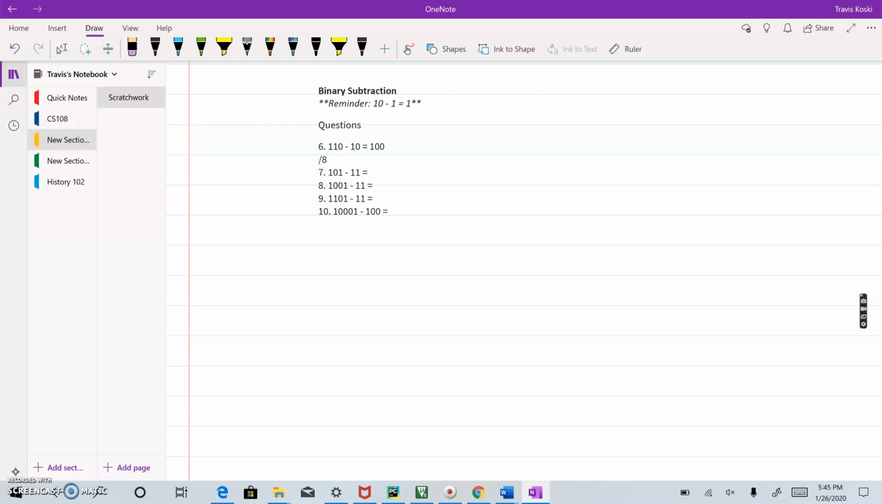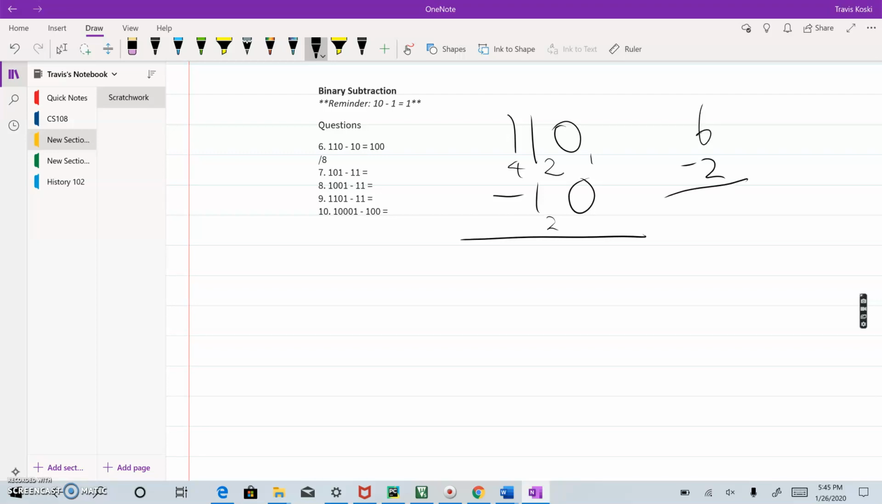Now this first one is 1, 1, 0 minus 1, 0. So in actuality, let's look at these things. This is your ones place. This is your twos place. This is your fours place. What is 4 plus 2? This is 6. So this is actually 6 minus 2. Now 6 minus 2 is 4. You learned that way back in first and second grade.